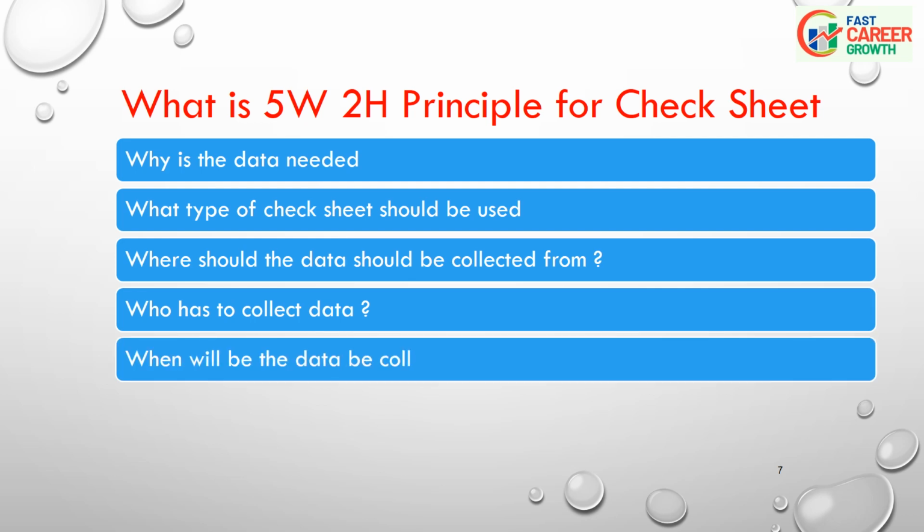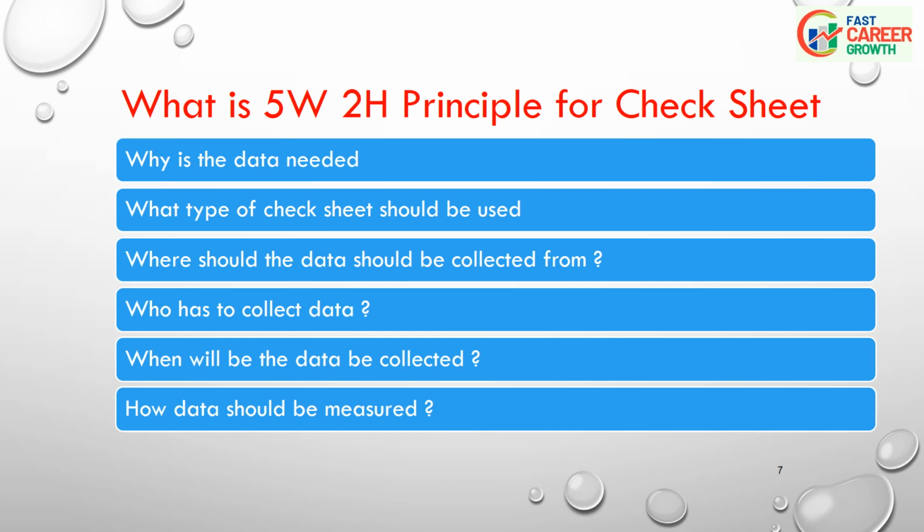When will the data be collected? That means frequency of data collection. The frequency of data collection depends on the process and the specific objectives. It can be continuous, real-time, periodic, daily, weekly, monthly, event-driven when specific conditions are met, or any other schedule that suits the purpose. How data should be measured?